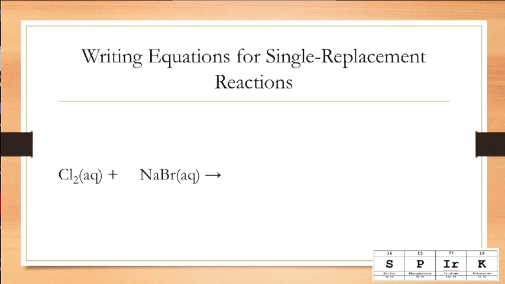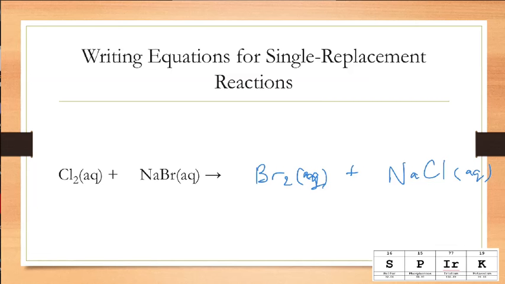So let's look at writing an equation for a single replacement reaction. We have Cl2 plus NaBr, and Cl2 is more reactive than bromine. So chlorine is going to replace bromine. So we are going to get Br kicked out, and we know that Br is a diatomic element, so it's Br2 plus NaCl. And I'm sorry, this should be aq.